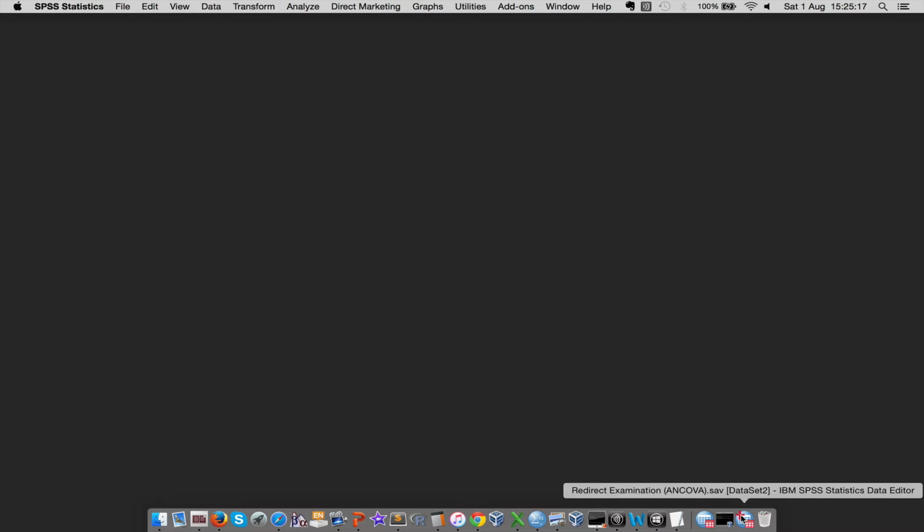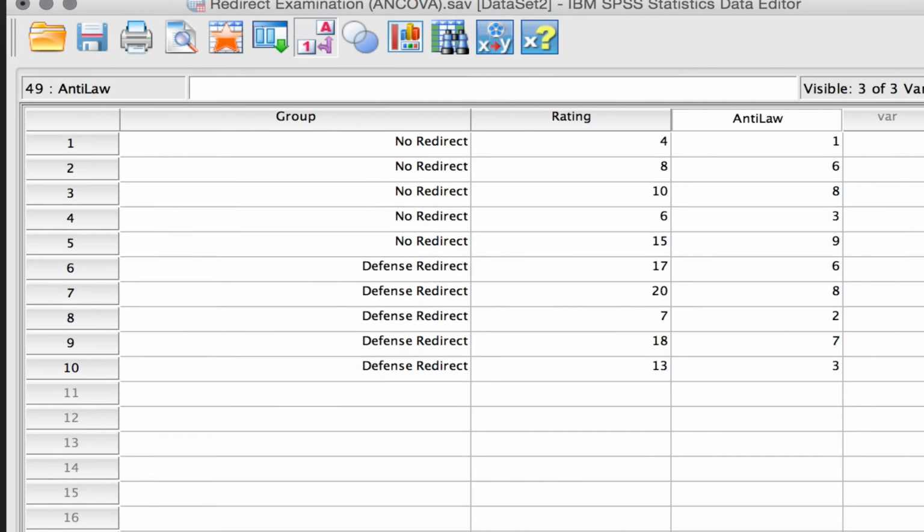I've got an SPSS document open here with the data we're going to use for analysis, and like I said, in this case we've just got two groups and one covariate, but we could have multiple groups and multiple independent variables and multiple covariates.